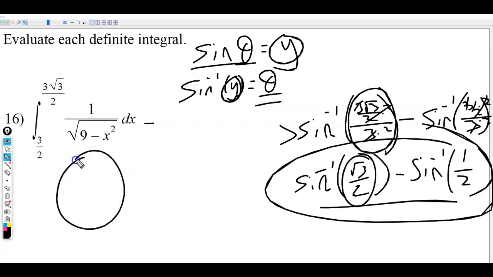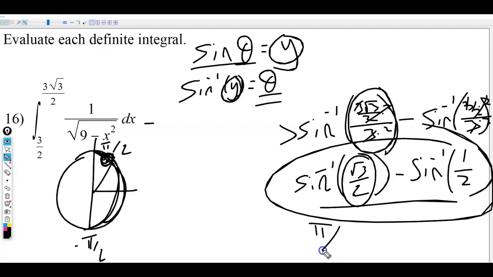Another thing you have to remember is that sine is only concerned with this side of the unit circle. It goes from negative pi over 2 to positive pi over 2. Now, where is radical 3 over 2? Well, that's way up here at the top, and that's going to be at pi over 3. So arc sine of radical 3 over 2 is pi over 3. Arc sine of a half, that happens right here, and that's at pi over 6.